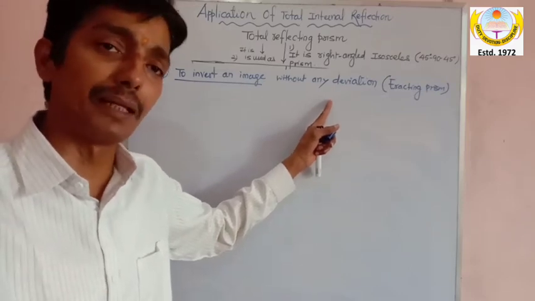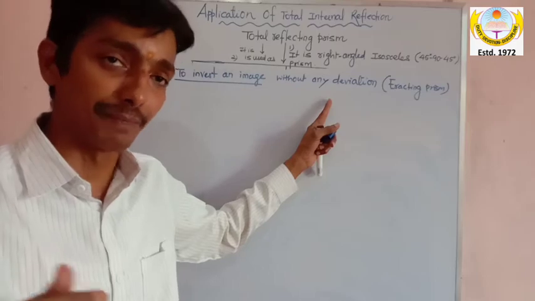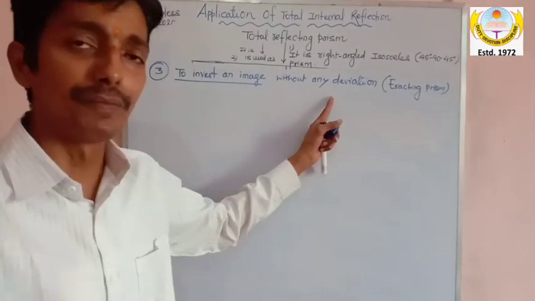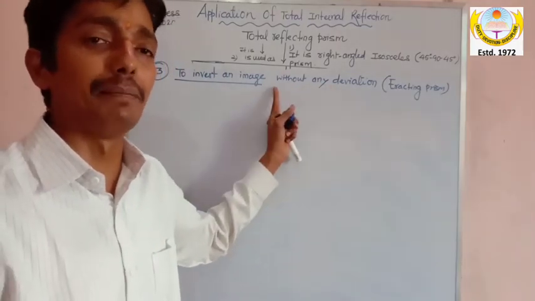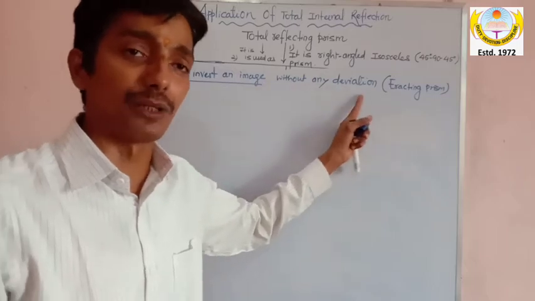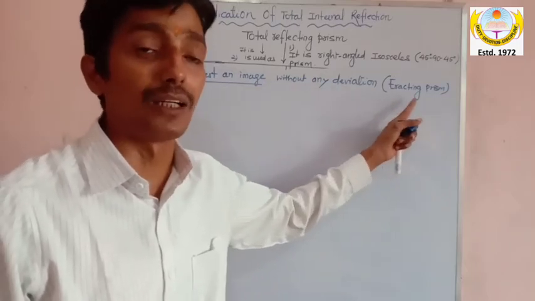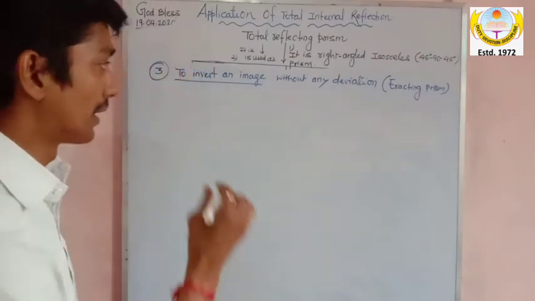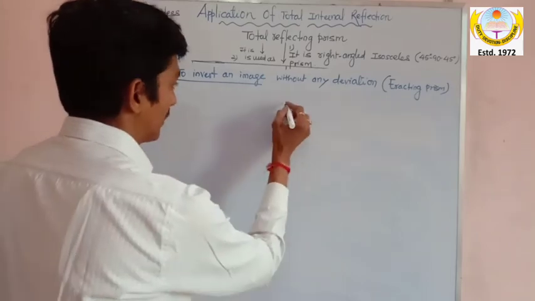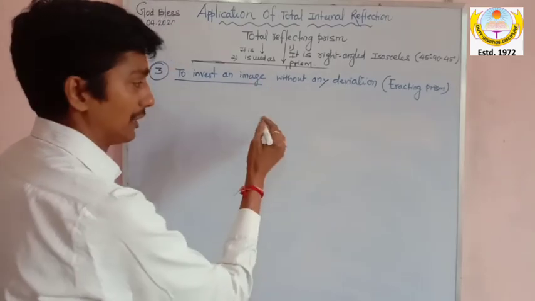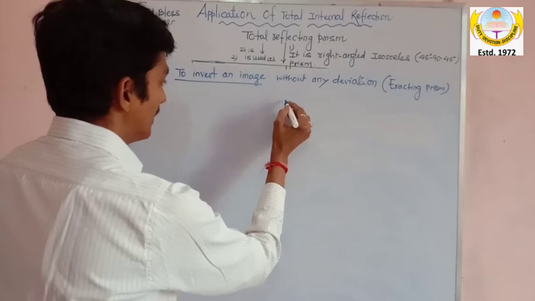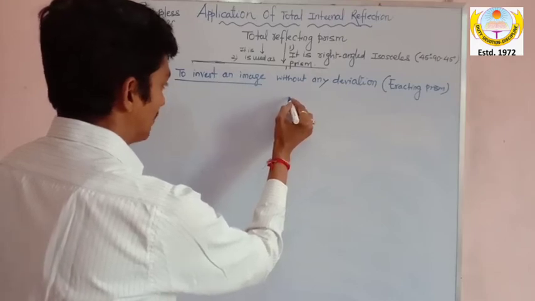So in the exam there can be a question: explain porro prism. I will give it in writing also. And here, where the image is inverted but deviation does not take place, no deviation, it is called an erecting prism. Now look at the diagram for this prism and how it inverts the image. I have drawn the diagram like this.